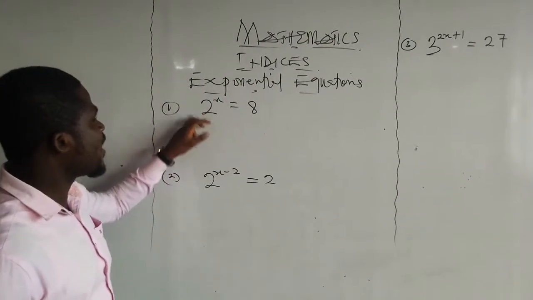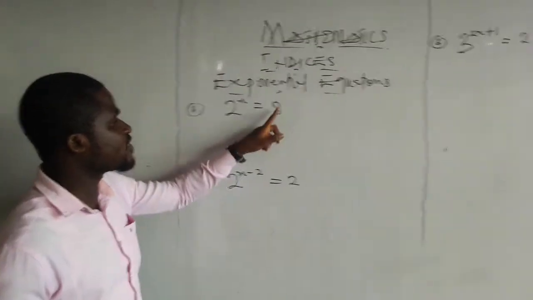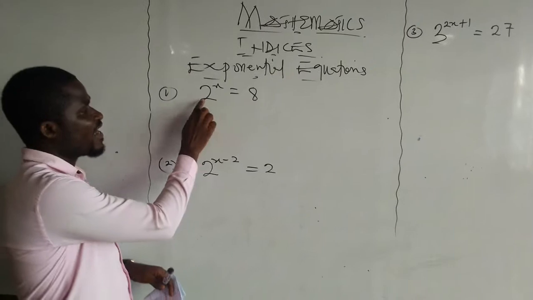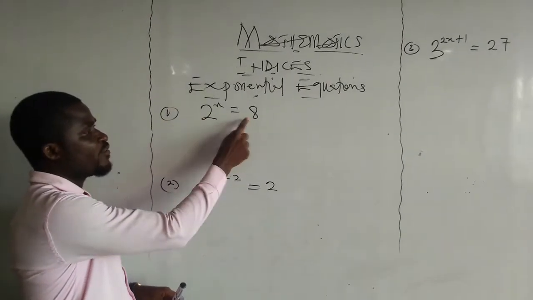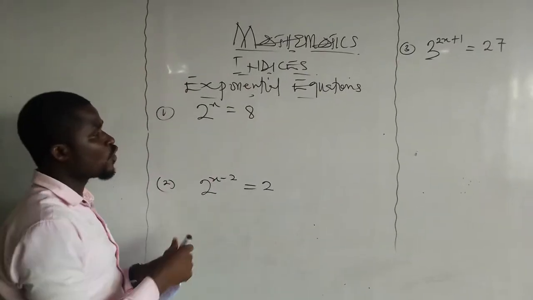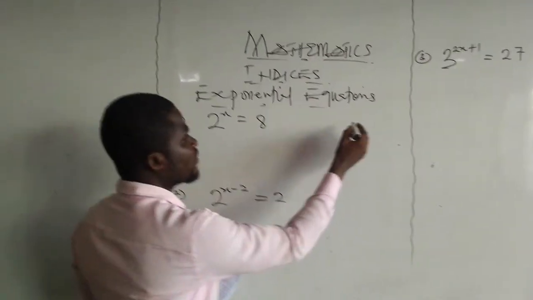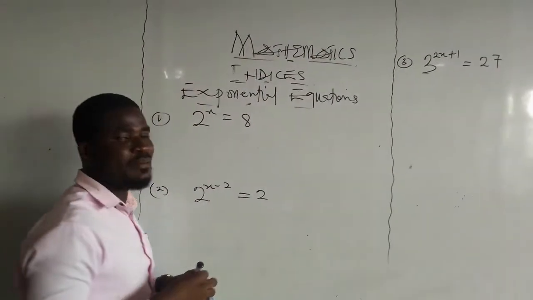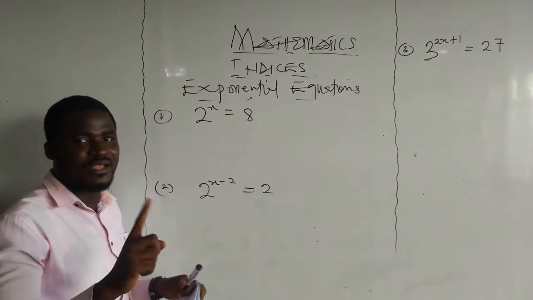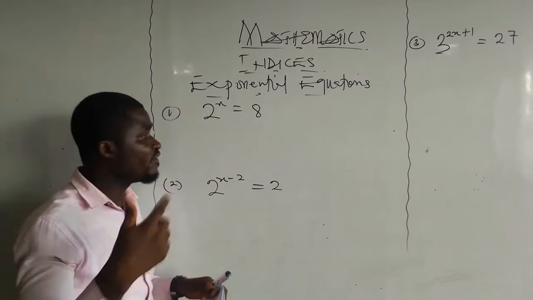We have 2 exponent x equals 8. Now, because we have base 2 here, we have to break the 8 to base 2. So you have to ask yourself, 2 exponent what number will give you 8?